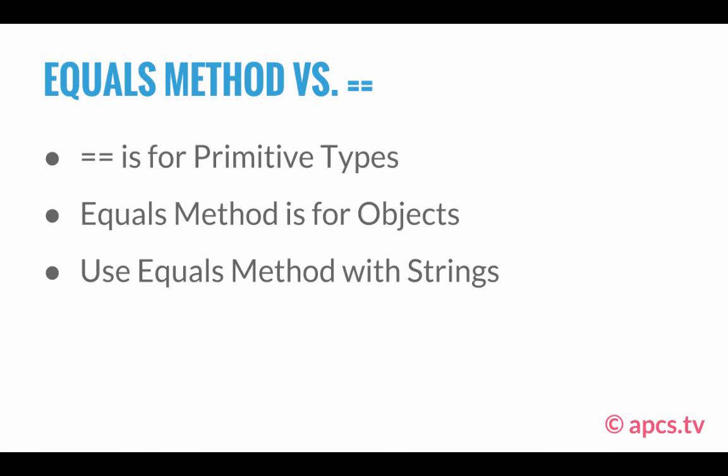Alright, so now let's take a look at the equals method compared to the equals operator. The equals method is, as we've learned, used for objects, while the equals operator, which we went over earlier in the course, is used for primitive types like integer and double. So it's important not to get those two mixed up. That's a very common mistake that programmers make. In addition, you use the equals method with strings, and strings are not primitive types. So you would not use the equals operator, and strings are objects, so that's why you use the equals method.